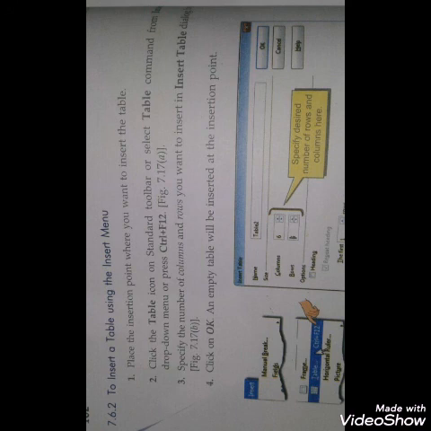inserting the table, students. Third step is to specify the number of columns and rows you want to insert in the insert table dialog box, and after that click on the OK button. Whenever you click on the OK button, students, an empty table will be inserted at the insertion point. So students, in this way we can add a table in a Microsoft Word document.